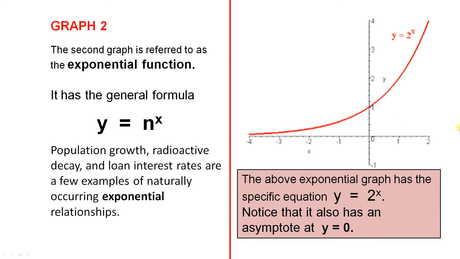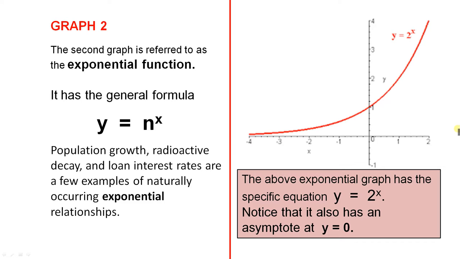Graph 2. The second graph is referred to as the exponential function. It has the general formula y equals n to the power of x. Population growth, radioactive decay, and loan interest rates are a few examples of naturally occurring exponential relationships.